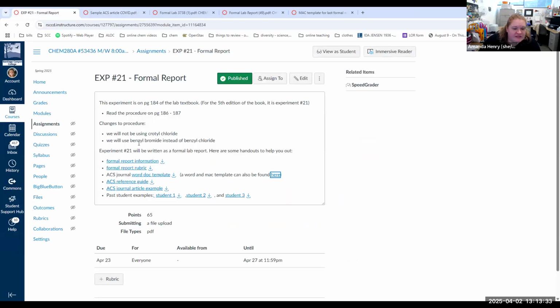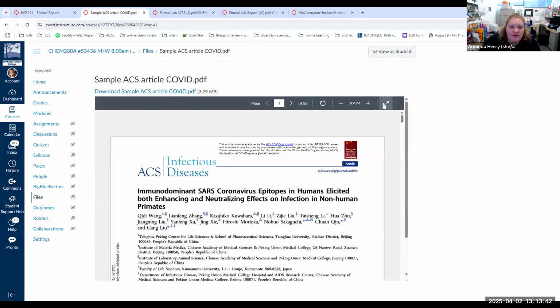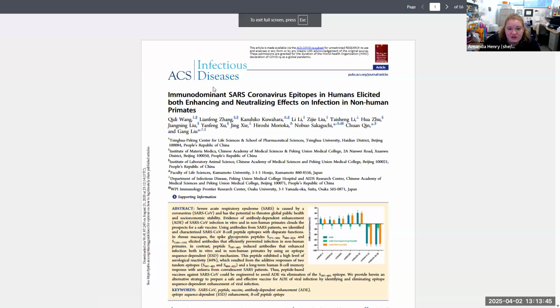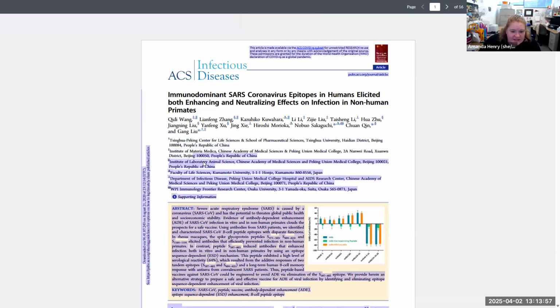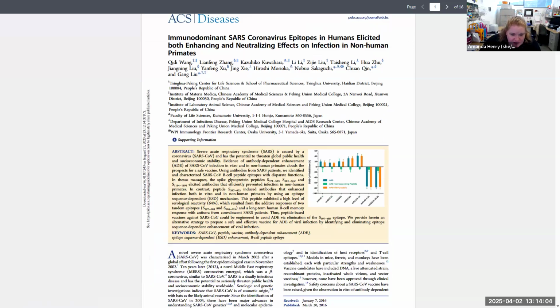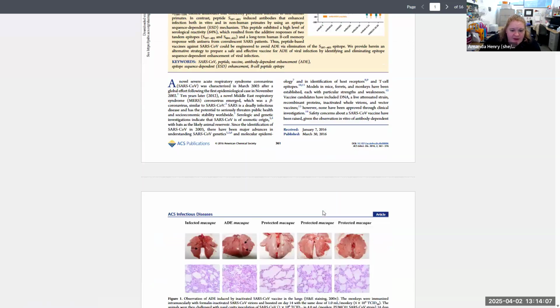And then the last thing that's on our formal report page is an ACS journal article example and some student examples. The ACS one is from the Journal of Infectious Diseases. This was a COVID research article. So we have the title, we have all of the authors, and notice they all have lots of little symbols after their names because they worked at a lot of different colleges. So we have all of their different locations. We have an abstract, and then it goes right into their paper.